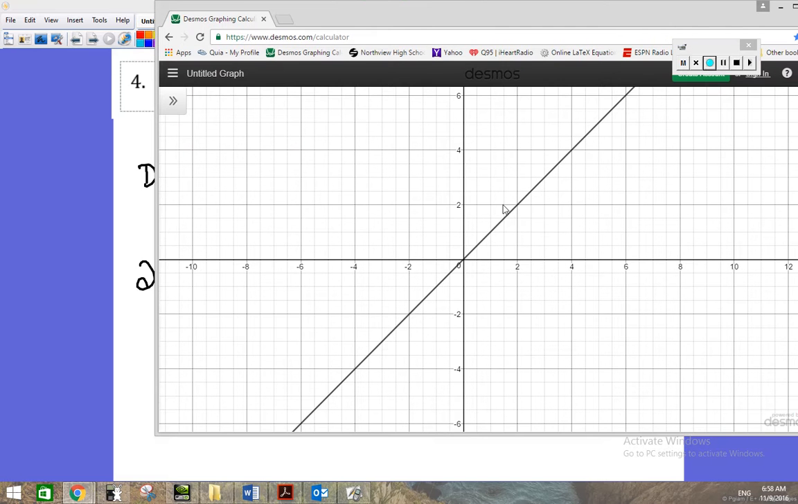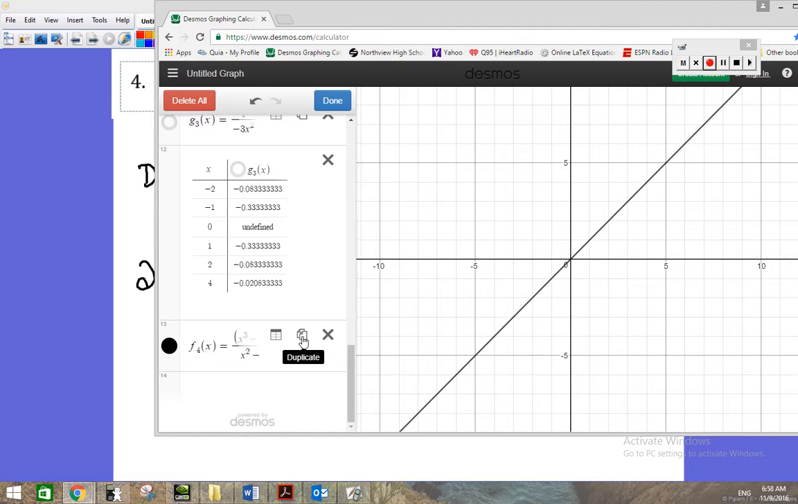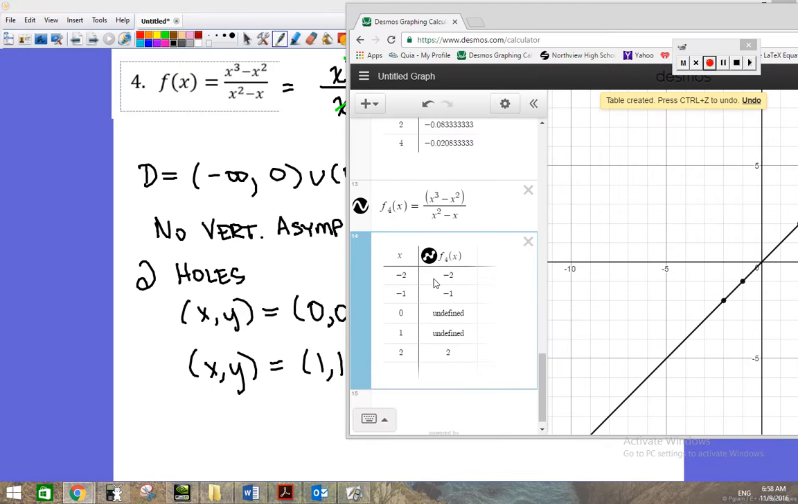It does appear as if it's just the line y equals x, but it's not, because we know that there's two holes in this graph. Even though they're not showing up, the software doesn't illustrate those details, but in the table it does. We see that at x equals 0 and x equals 1, there is no related y value.